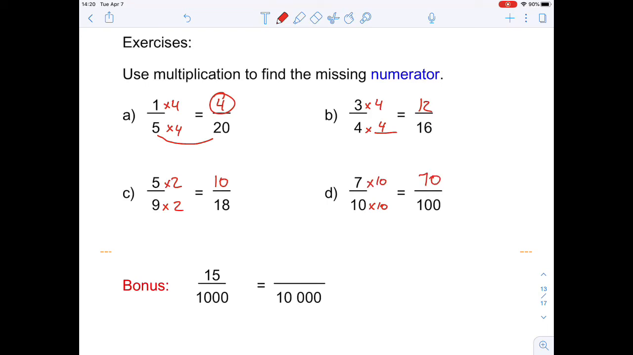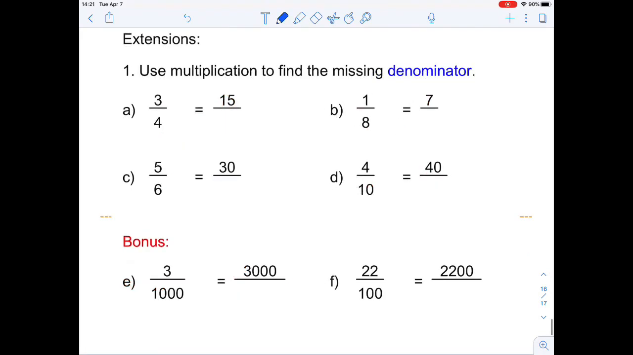And the bonus question, it's actually not that hard. To make 1,000 turn into 10,000, I multiply by 10. So I multiply by 10 here. Remember the little trick about adding the 0 to the end. And so that would be 150.